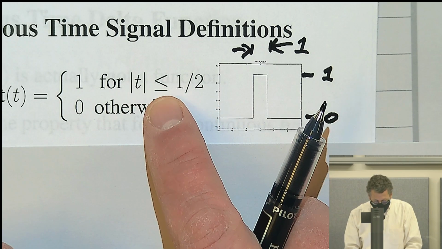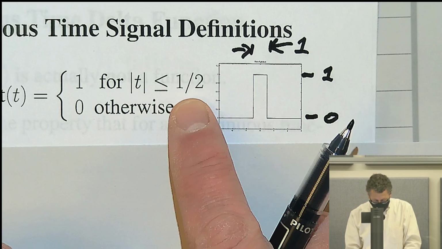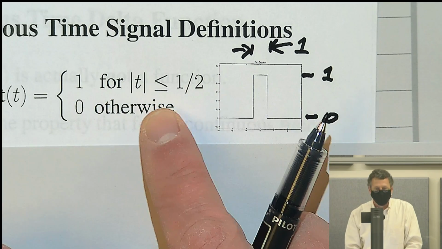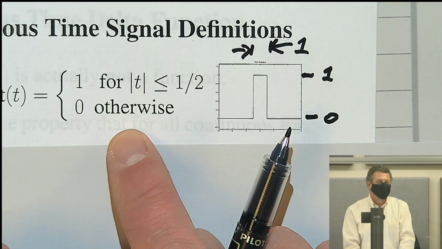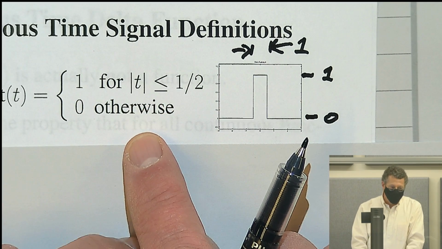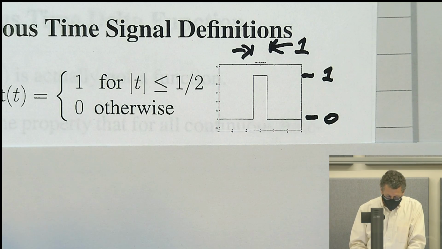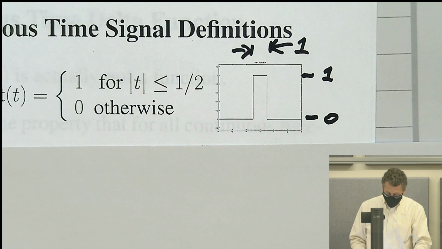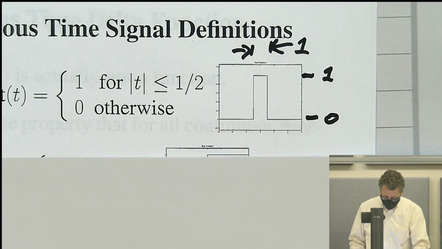Now you might say, well, what's it equal to at 1/2? According to this, it's equal to 1, but it really doesn't matter what it's equal to at that one point, because you're usually just taking these functions and integrating them against something. So the integral isn't affected by the value at just one point.